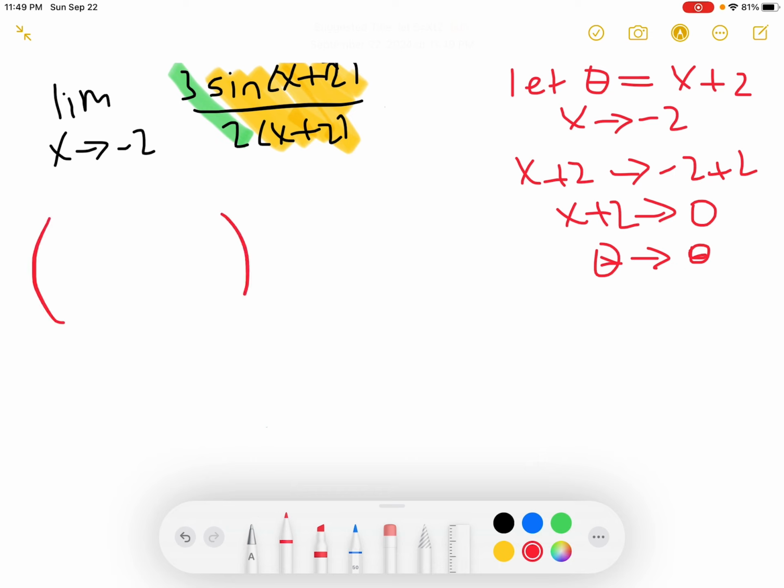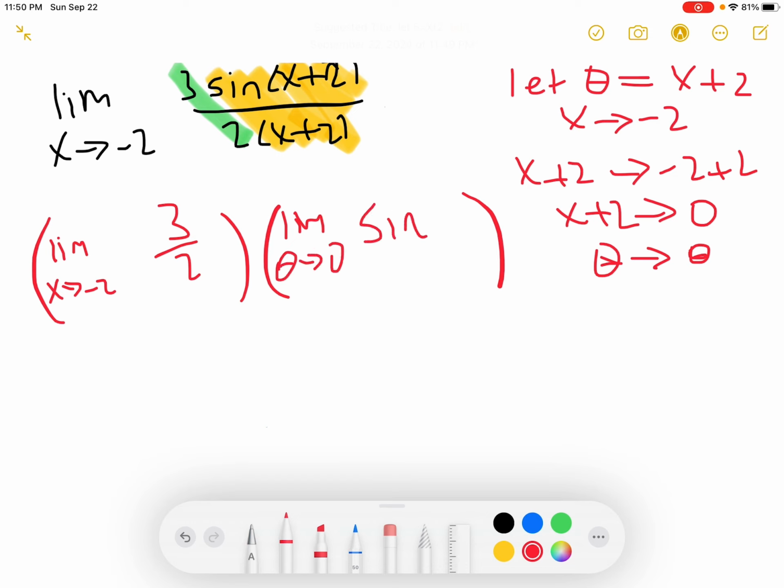So now we're going to do two separate limits. We're going to have the limit as x approaches -2 of 3/2. We're going to have the limit as theta approaches 0 of sine theta over theta. This turns out to be 3/2. Anytime you take a limit of just a number, it's just a number. So even if you had pi, that's always important. Like people might get confused, it's just pi. But this is just 1, so the answer is 3/2. Look at that, not actually as complicated as you might expect.